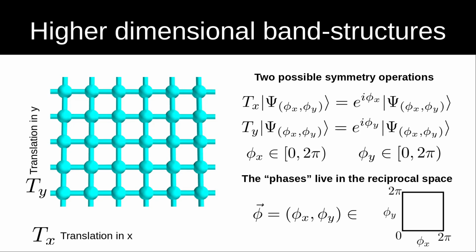In this way, you can label your states according to the phase that they pick when you apply Tx, the phase that they pick when you apply Ty, and of course, the energy that you get when you apply the Hamiltonian. In particular, this labeling of the states tells you that there's going to be a mapping between the phases phi x and phi y to the energy. These phases live in this square space that goes from 0 to 2 pi for phi x, 0 to 2 pi for phi y, and this is what we call the reciprocal space. In particular, this is what we call the first Brillouin zone.